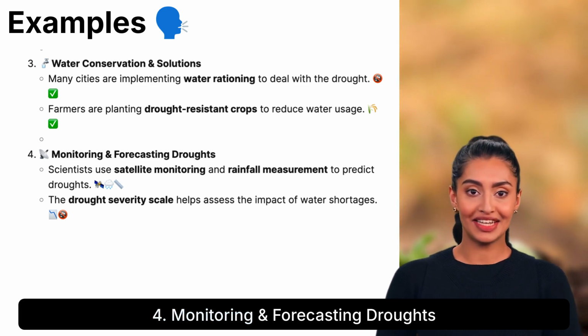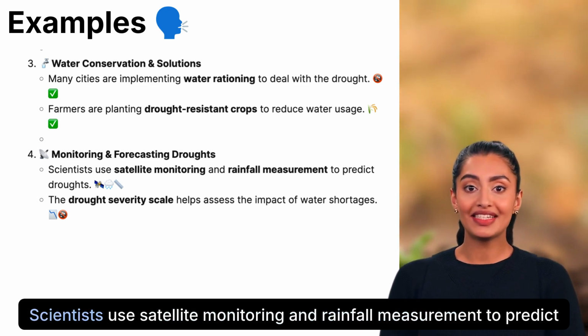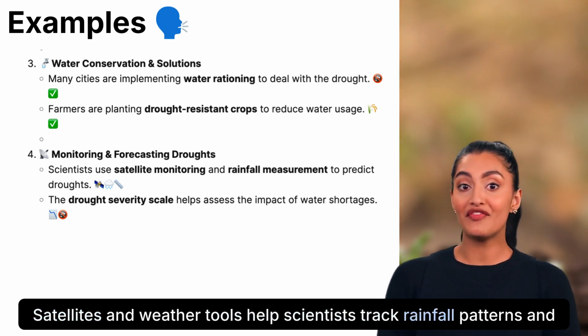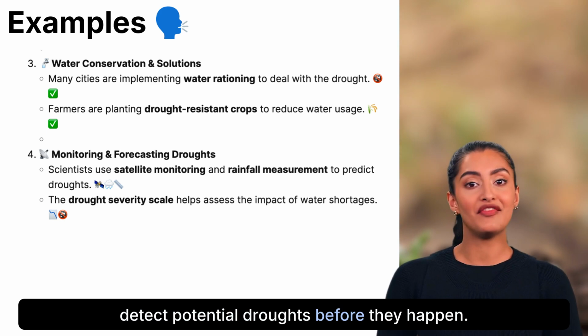4. Monitoring and forecasting droughts. Scientists use satellite monitoring and rainfall measurement to predict droughts. Satellites and weather tools help scientists track rainfall patterns and detect potential droughts before they happen.